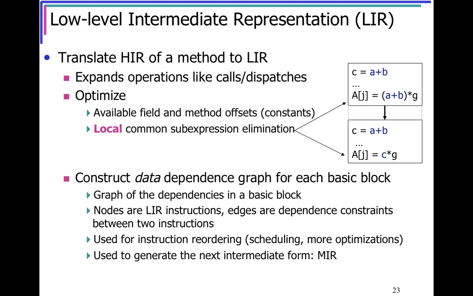This is where we take instructions like the invoke static and the invoke virtual method call instructions and expand them into something that's more representative of what the underlying architecture can handle. At the same time, after we do this translation from HIR to LIR, we also can perform additional optimizations like common subexpression elimination. Whenever you see an optimization and there's a keyword local by it, it means that the optimization is performed at the basic block level. Global optimizations are performed across basic blocks.